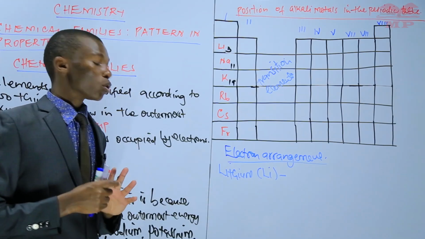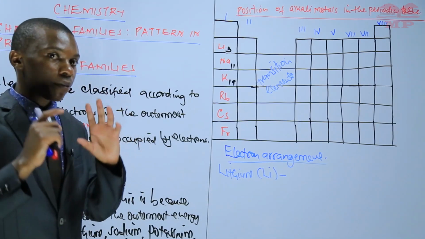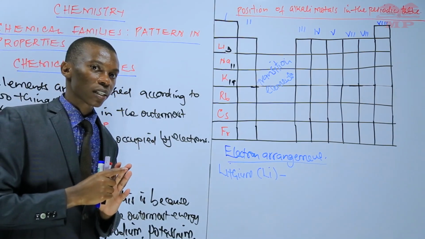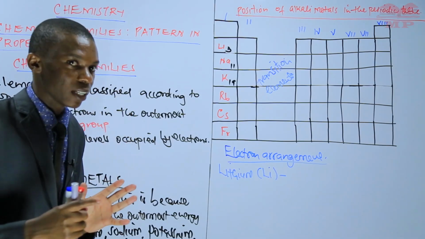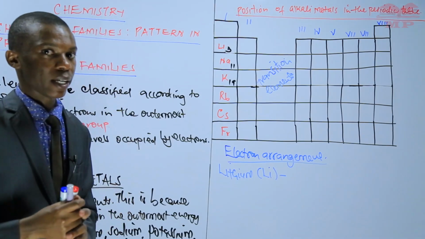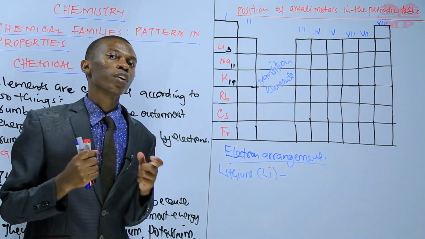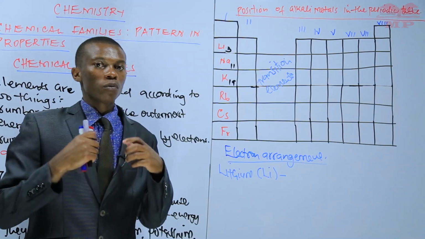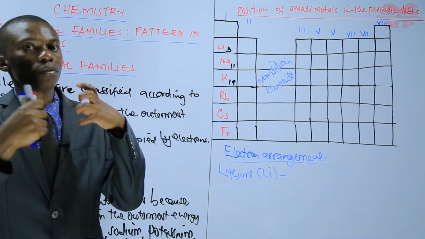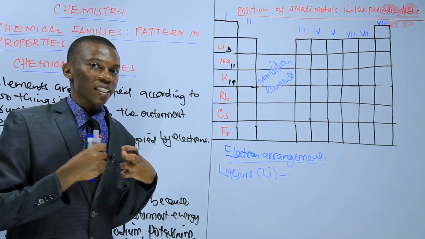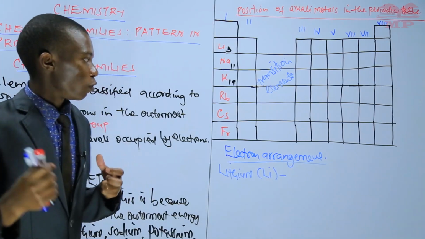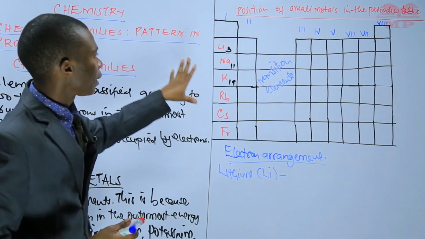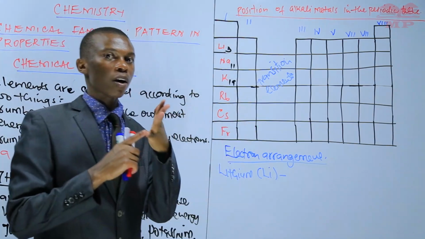In the outermost energy level, when you have, let's say, 10 electrons, you need to fill the first energy level first before moving to the second, and before moving to the third energy level. Before moving to the second energy level, the first needs to be filled up. Before moving to the third, you must fill up the second first, and so on. So lithium, the atomic number is 3. The atomic number means the number of protons.